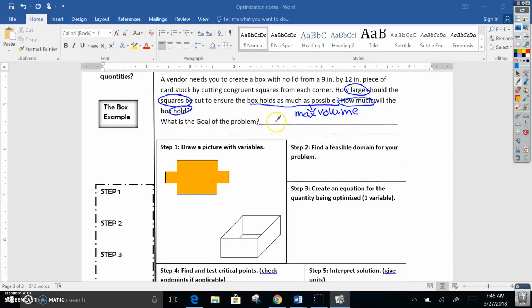So what is the goal of the problem? The goal is to maximize volume by finding the dimensions of the square being cut out. Let's fit that here. Being cut from each corner. That's really the goal. Okay?